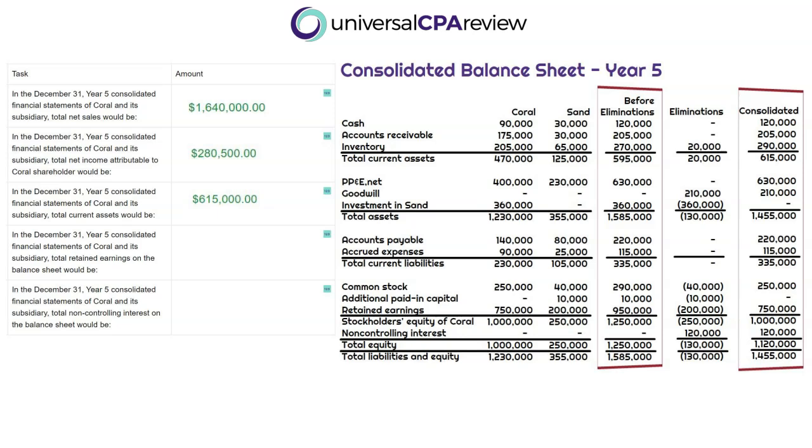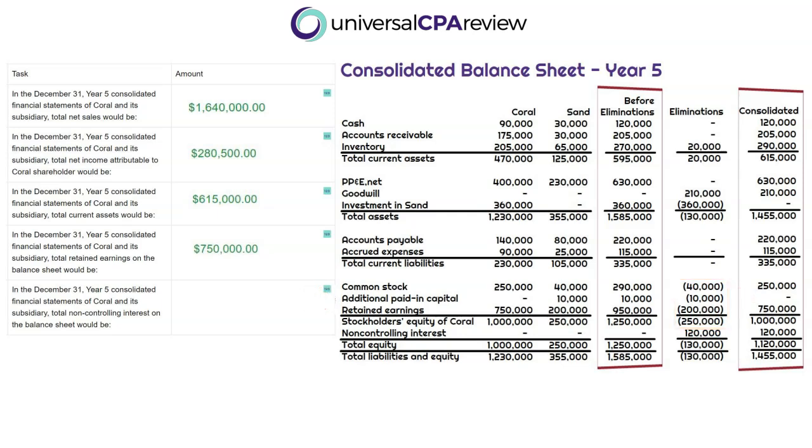The next row says, in the December 31 year 5 consolidated financial statements of Coral and its subsidiary, total retained earnings on the balance sheet would be what? Right? So remember, retained earnings and really just equity, it's just the parent company, right? Not the acquired subsidiary, right? We can see that we eliminated all of the equity, which includes retained earnings for Sand, right? So all we're left with from this consolidated balance sheet for retained earnings is the Coral retained earnings, which is $750,000, right? So that's the correct answer for that row.